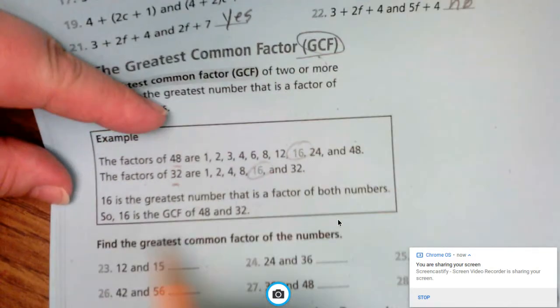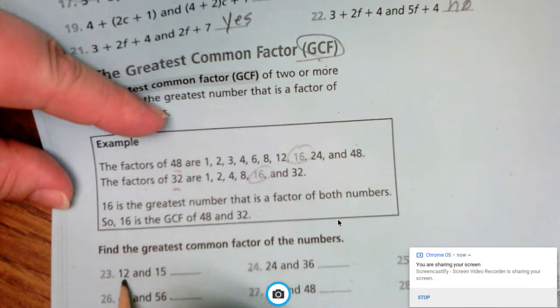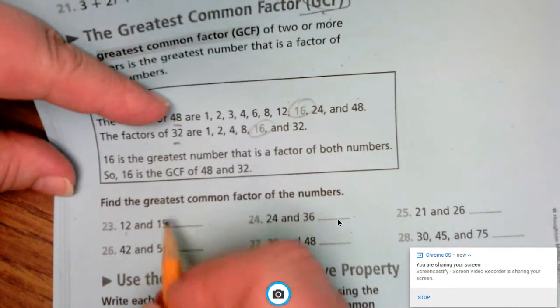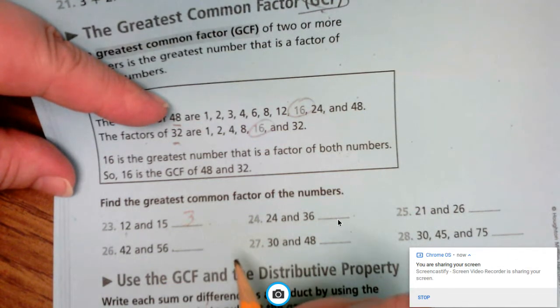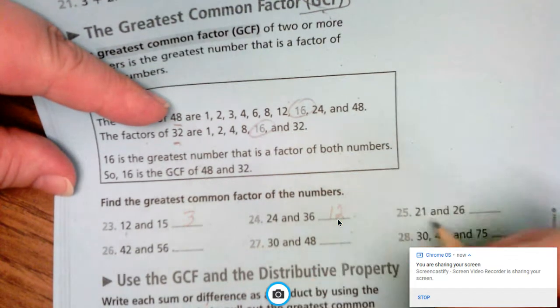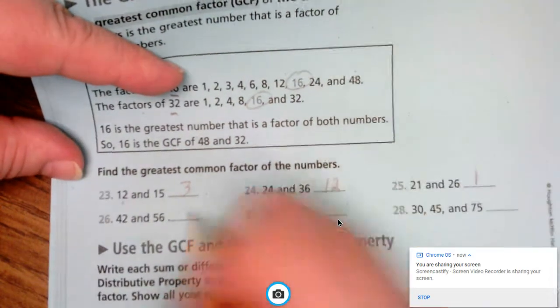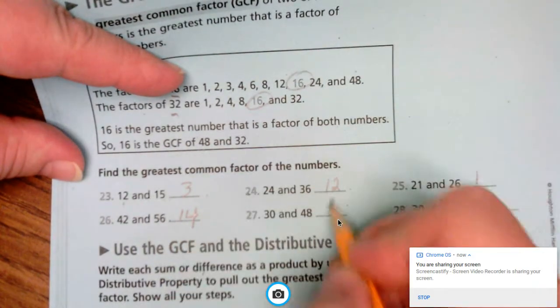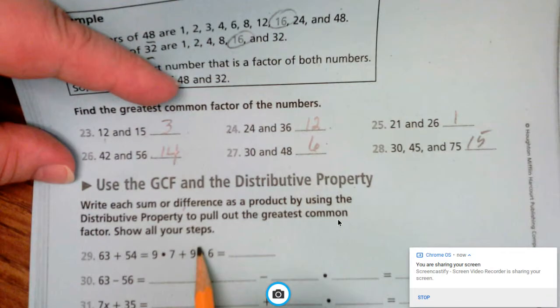Find the greatest factor. So here we have a 12 and a 15. If you were to break all the factors down for each of these, you would find that 3 is the GCF, the greatest. For 24, it would be 12. That's the greatest. Just 1 here. 14, 6, 15.